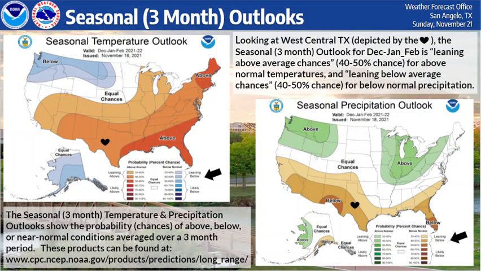The seasonal 3-month temperature and precipitation outlooks are meant to show the probability or chances of how above, below, or near normal the observed temperatures and precipitation will be averaged over a 3-month period. Basically, how likely on average is it to be above, below, or near normal over a 3-month period? In this case, it is for December, January, and February.